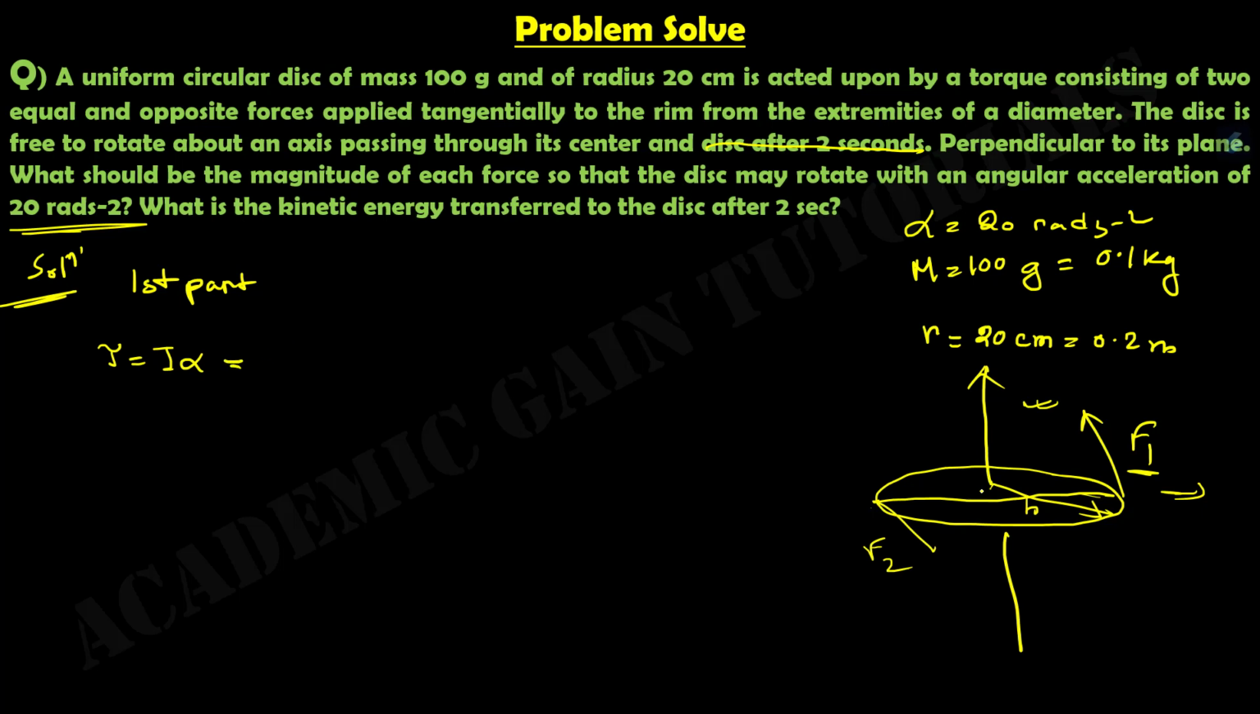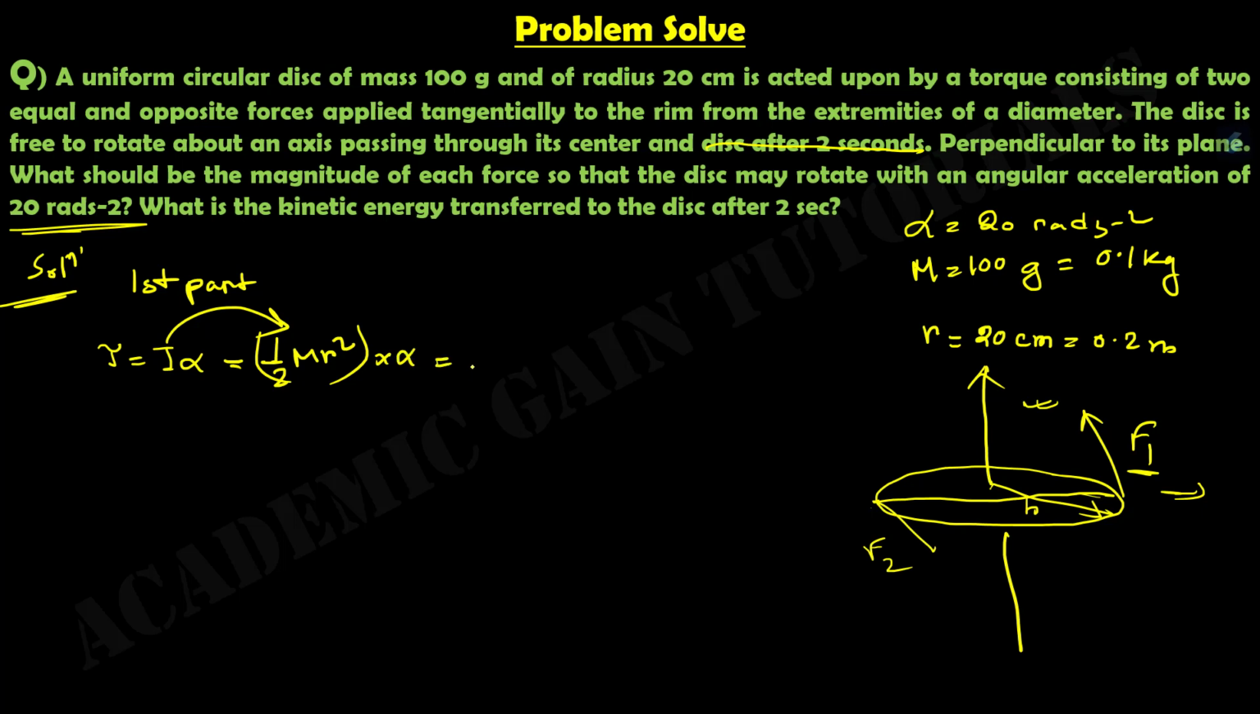Here I is our moment of inertia, and moment of inertia depends on where our axis is lying on a body. When a disk is rotating about an axis which passes through its center, our moment of inertia is equal to half of m r square. So for moment of inertia we'll write half of m r square, and our alpha is given.